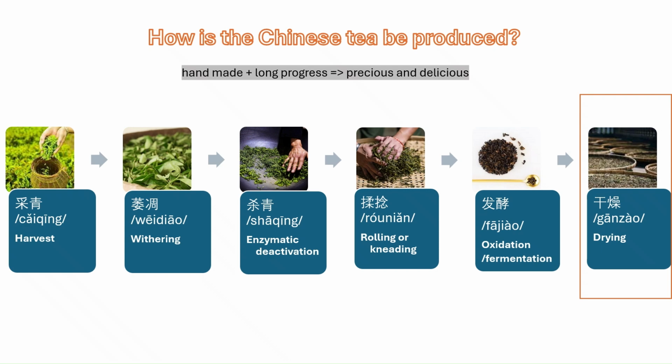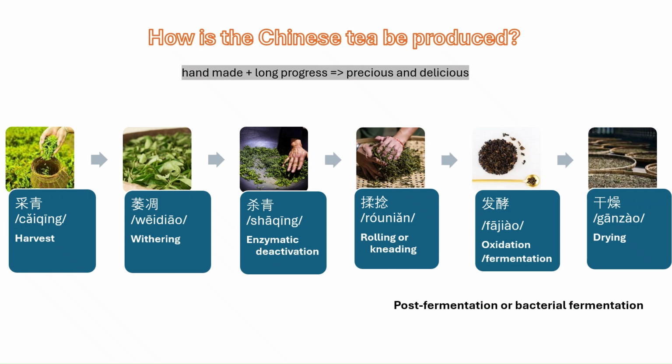Drying, 干燥. It is usually the last step in the production process. The leaves can be roasted and heated quickly to remove the remaining moisture. This makes the cellular fluids adhere firmly to the leaves and allows a good conservation of them.